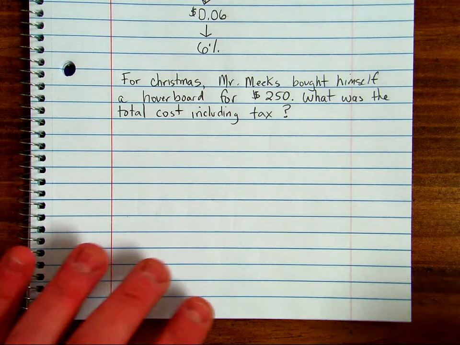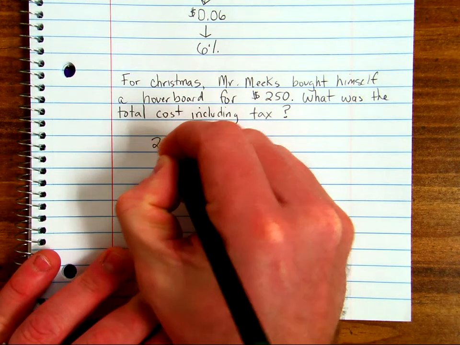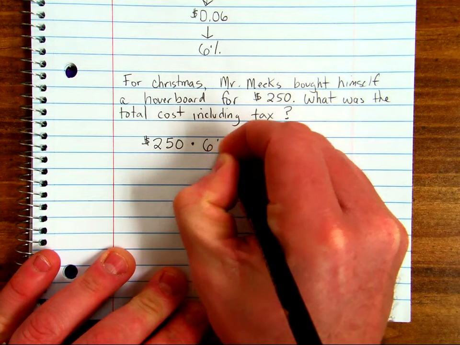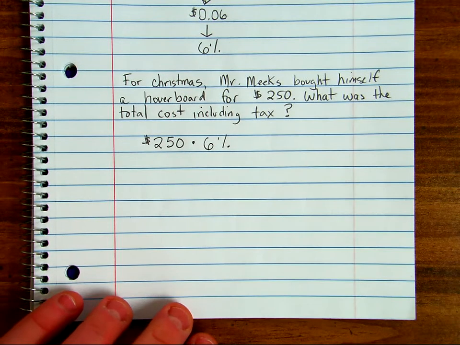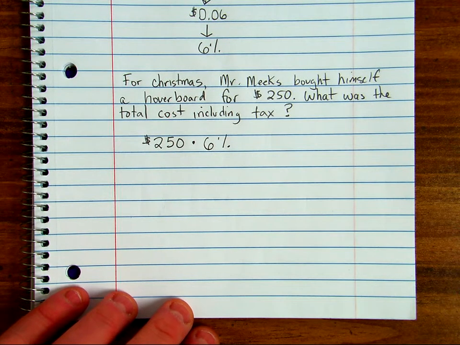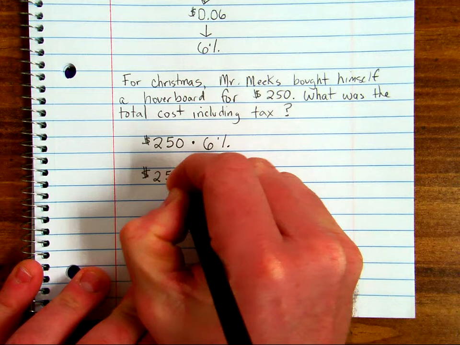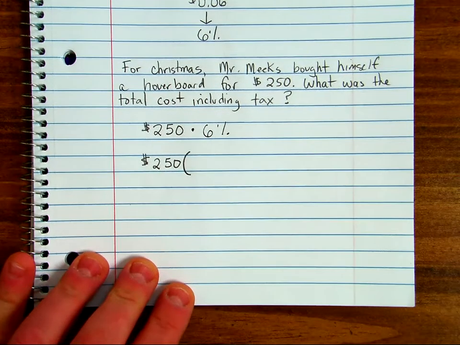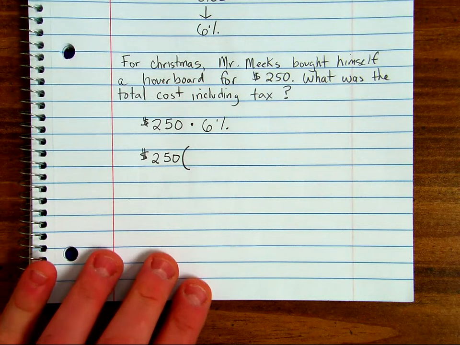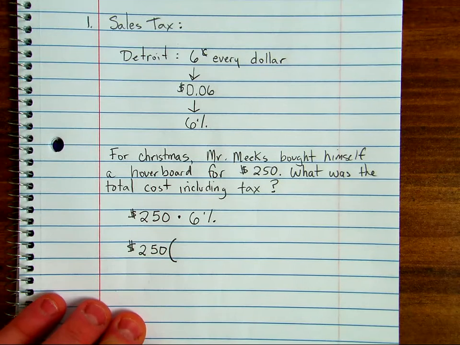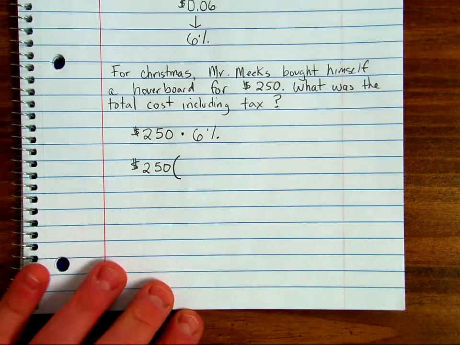So what we have to do is take that $250 and we multiply it by 6%. Now, please do not type into your calculator 250 times 6. Because we have to turn that 6% into a decimal. And how would I write 6% as a decimal? Aiden? 0.6? No, 0.06.